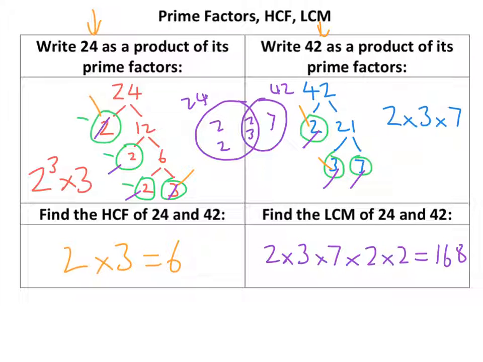Right, to get the highest common factor is all the numbers in the intersection. Alright, so there you go, there's a few different ways of doing it.